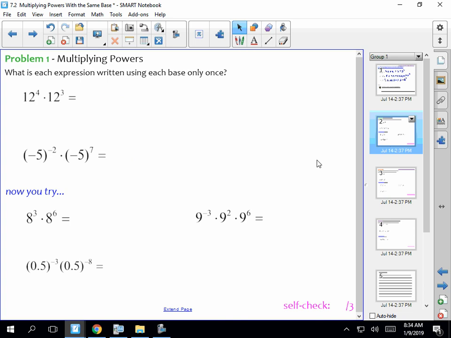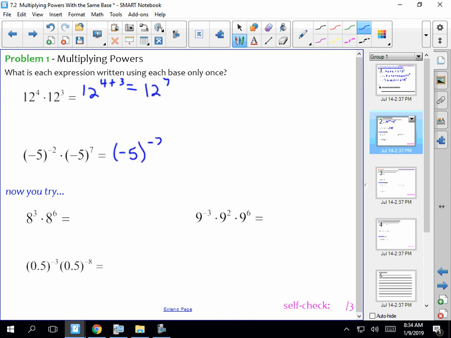So let's do that with these 12s. Here we have 12 to the 4th times 12 to the 3rd. It's the same as 12 to the 4 plus 3. If I were to show my work, I'm just showing that I'm adding the powers. Or 12 to the 7. And even with a negative base, it's just copy down the negative 5, add the 2 plus 7. So negative 5 to the 5th. And then there will be times where they'll ask you to, on the calculator, type in negative 5 to the 5th and find the number. Okay.